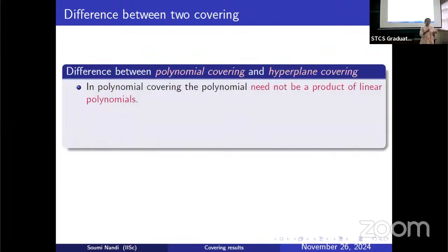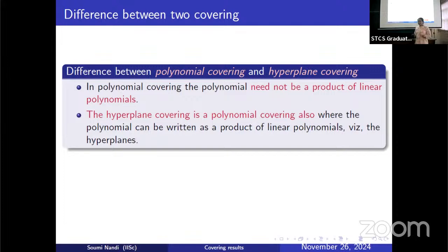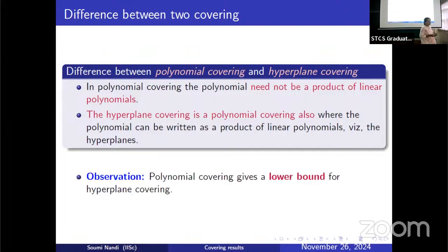So, what is the difference between this polynomial cover and hyperplane cover? A hyperplane cover is already a polynomial cover, but the polynomial cover need not be a hyperplane cover, because it might be possible that we get a low degree polynomial which does the covering job, but the polynomial cannot be factorized into linear factors over R. So, a polynomial covering will give a lower bound for the hyperplane covering. You mean a degree lower bound of the polynomial covering needed will be a lower bound of the number of hyperplanes? Yes.